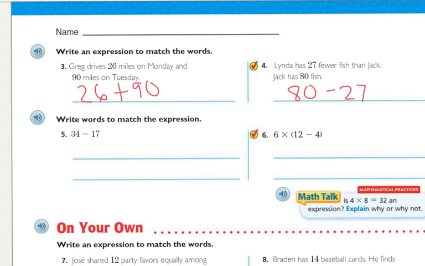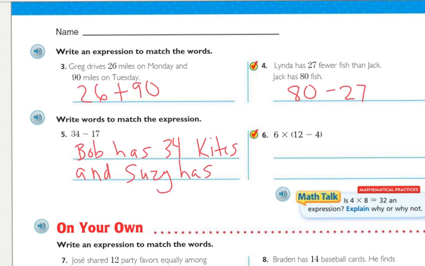The next one says, write the words to match the expression. 34 minus 17. Well, you could do anything you want. You could say, Bob has 34 kites and Susie has 17 less. You could say any kind of combination. Bob has $34 and he spent $17. You could do anything that you want on this writing expression.